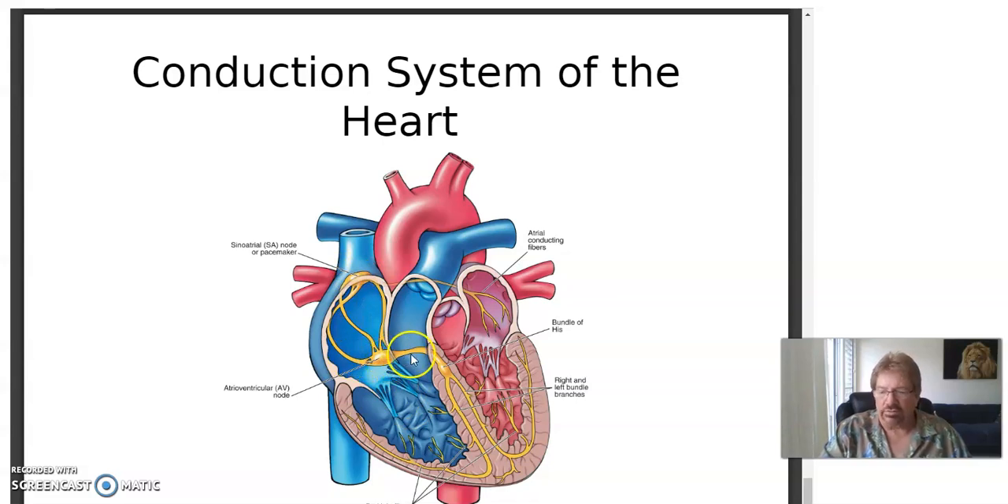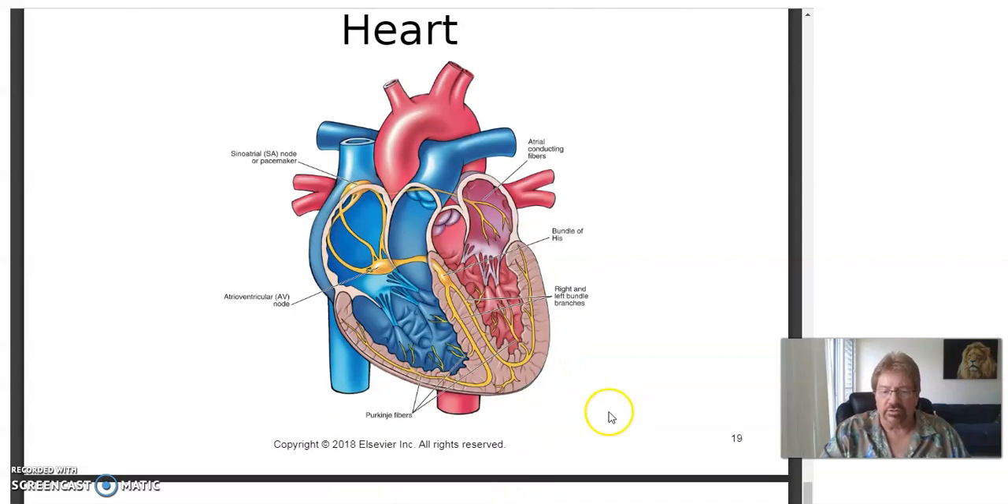Then the signal continues to be conducted. It goes to the bundle of His. Then it branches into right and left bundle branches. Goes the rest of the way down through the ventricles. And then it recurves up into the right and left ventricles. And these are called the Purkinje fibers.